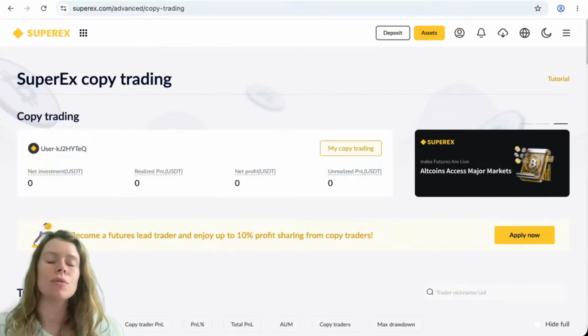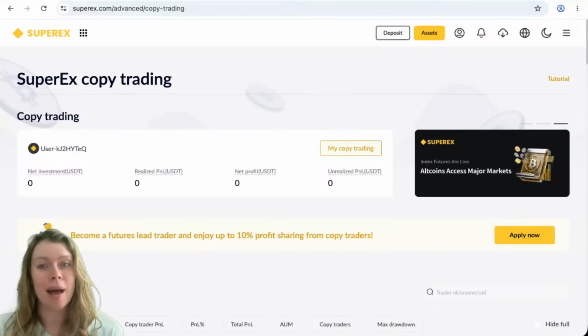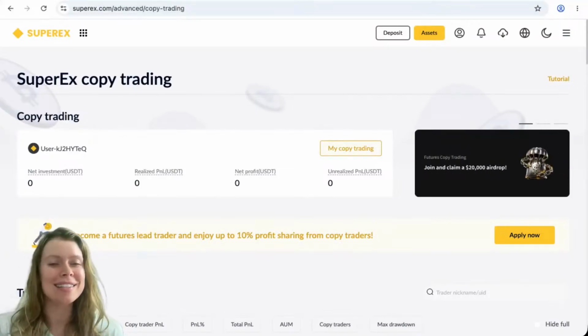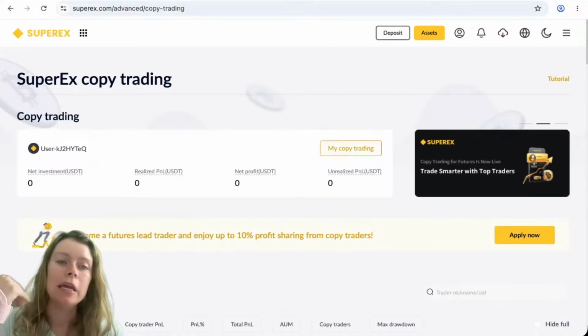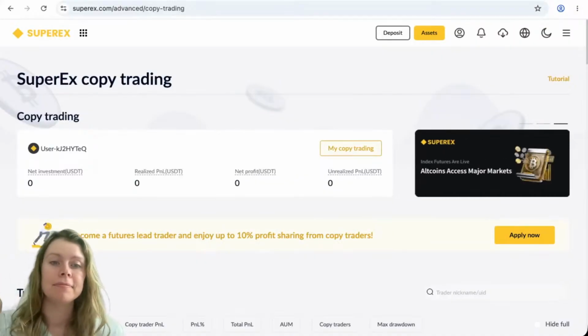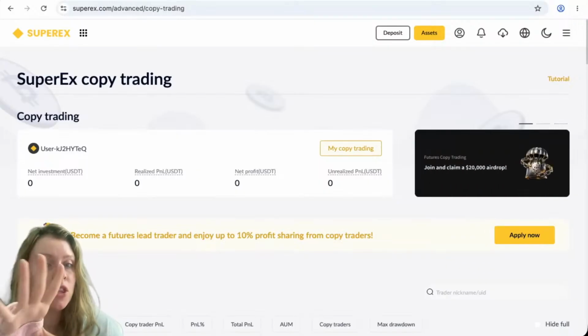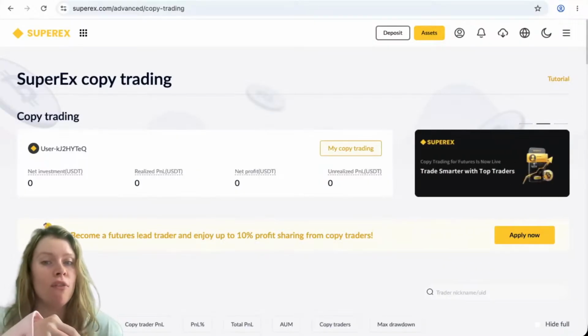Let me just put some questions out there. I know we've not really had anyone come through right now, so I like to create questions that I would ask if this was my first time. So, is copy trading free? So, there's no platform fee, but the trader takes a 10% share of any profit I make.